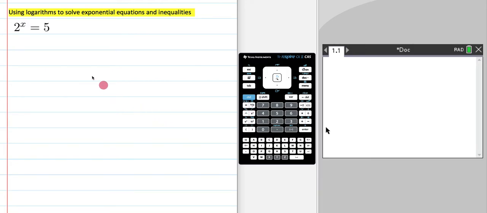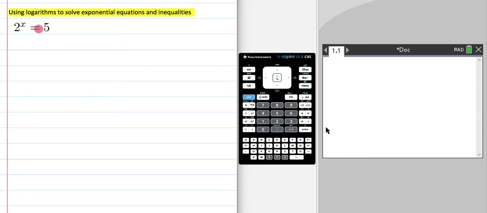Welcome. So in this video, we're going to go through using logarithms to solve exponential equations and inequalities. Let's begin with the first question before us, which is 2 raised to the x equals 5. So what we need to do here is solve for x, and as the title says, we'll be using logarithms to do so. So how can we use our knowledge of logarithms to solve this?